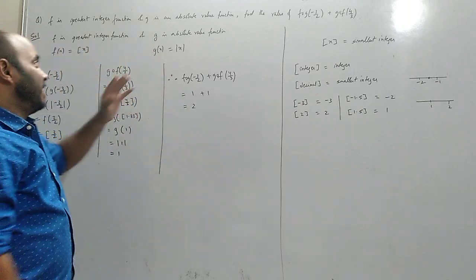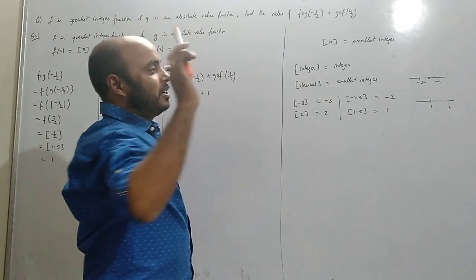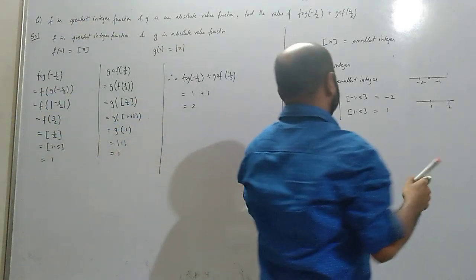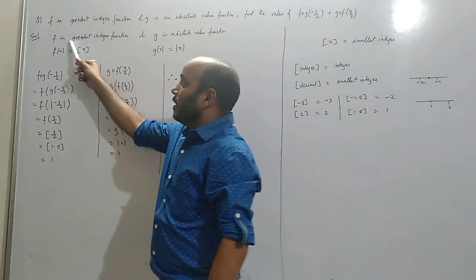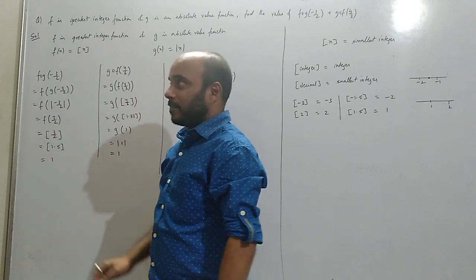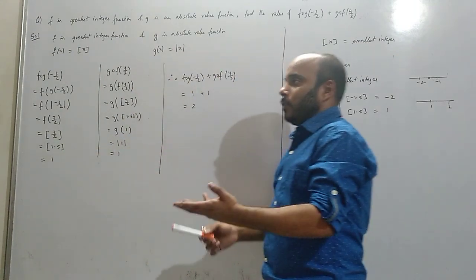Okay? These things, the greatest integer function and the absolute value function, are all things we studied in class 11. So, I know you will forget. Let's talk about it again. The greatest integer function f means f of x equals the third bracket x. The absolute value function g of x equals mod x. Mod x means absolute value function.